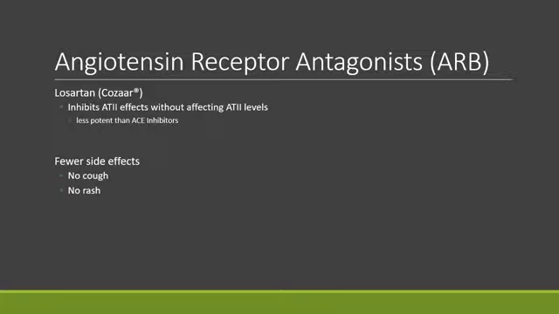We can look at angiotensin receptor blockers next, or ARBs. Losartan is the main one here. These are going to block the angiotensin 2 effects, and that does so by blocking the receptor that angiotensin 2 binds with. And so it doesn't really affect the angiotensin 2 levels at all, unlike your angiotensin converting enzyme inhibitors. This just blocks the receptor.